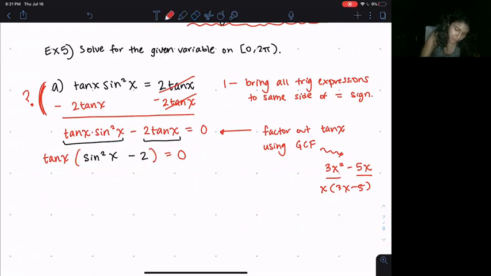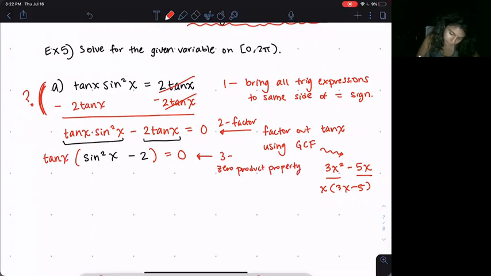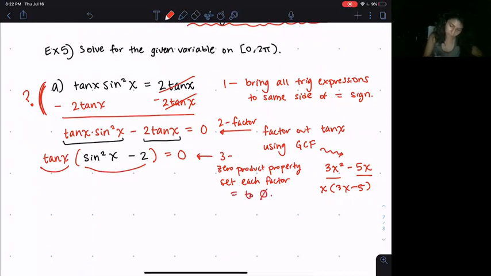Let's label this step we're about to do. So step 2 was factor. We use greatest common factor. Now in step 3, we're going to use the zero product property and set each factor, or each piece that's being multiplied, there's factor 1, there's factor 2, equal to 0.